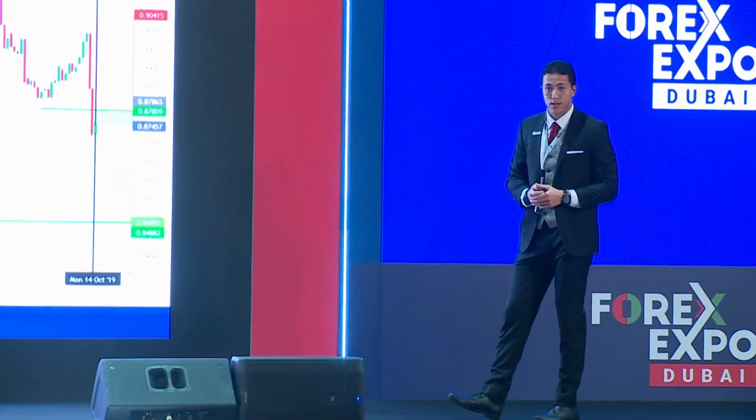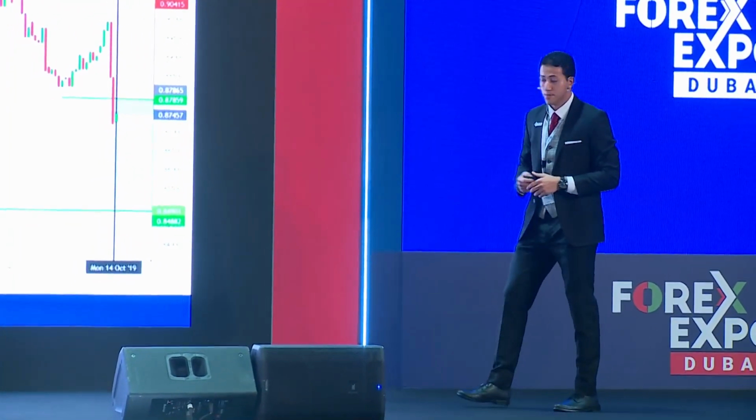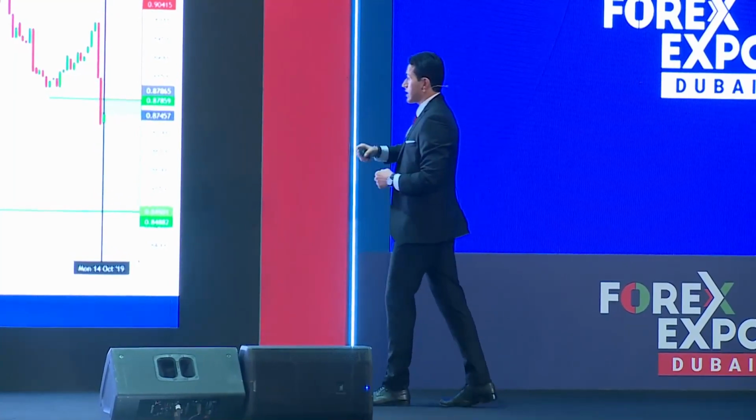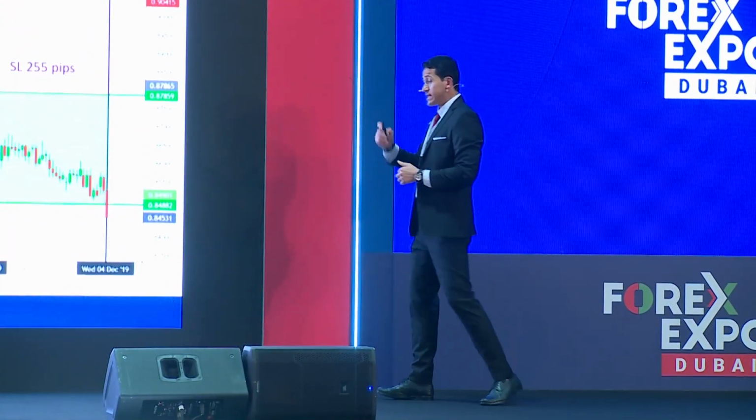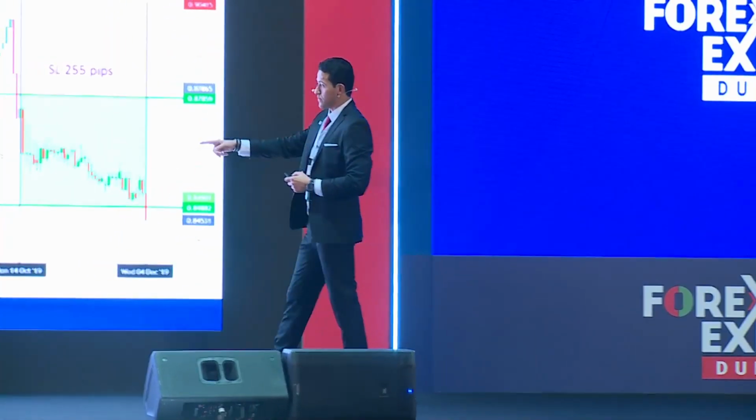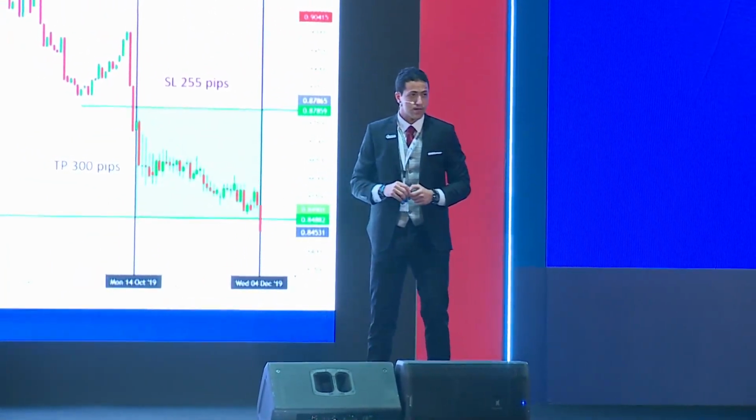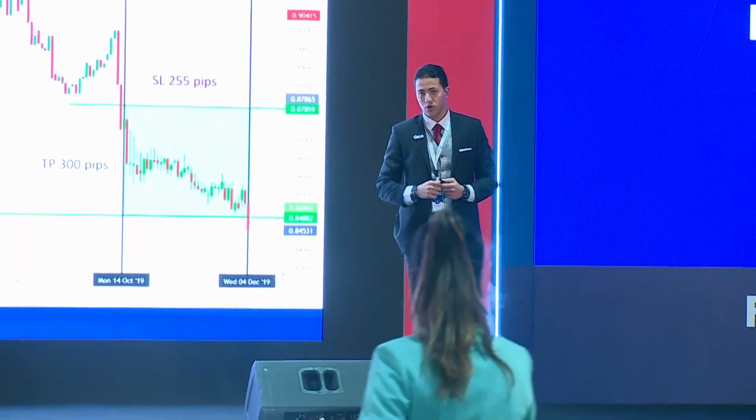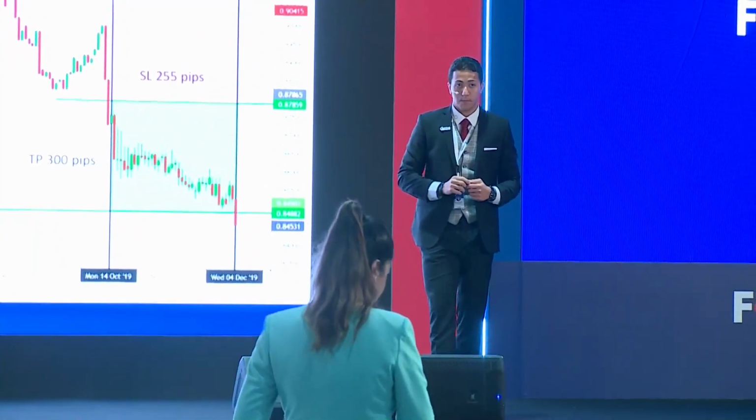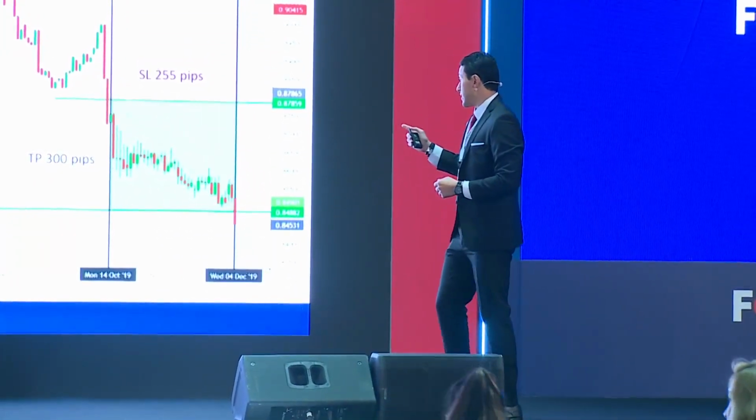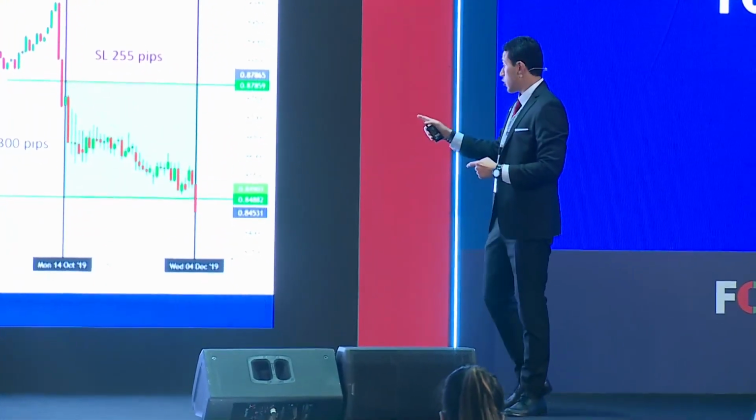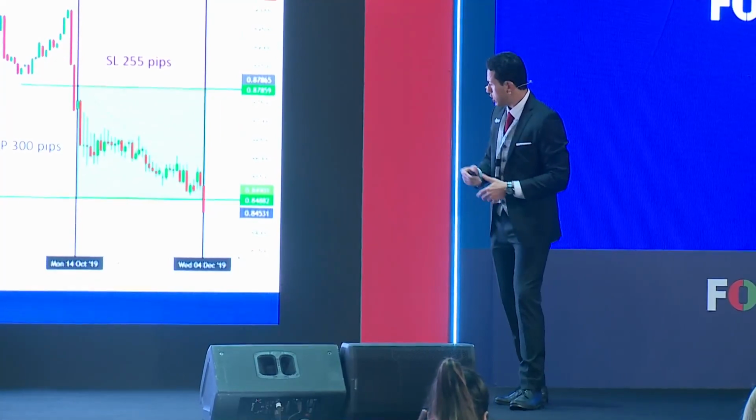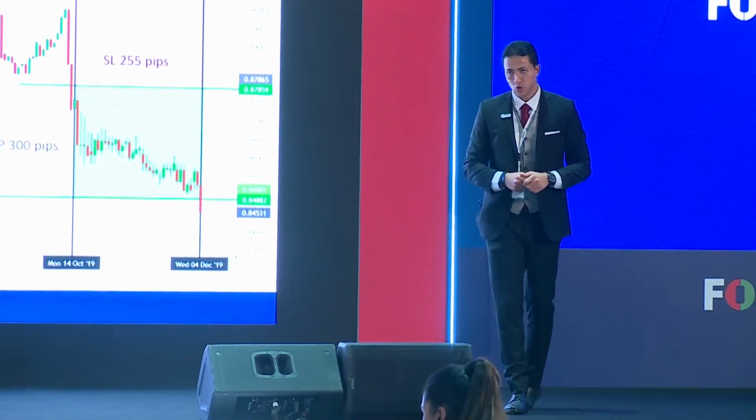This is our short entry. This is our trade setup, stop loss and the take profit. Let's see what happens here. Basically, the target profit was around 300 pips, and the stop loss was 255 pips, more than a one-to-one risk to reward ratio, which is better to me. And this trade started on the 14th of October till only the 4th of December. So it was less than 2 months.